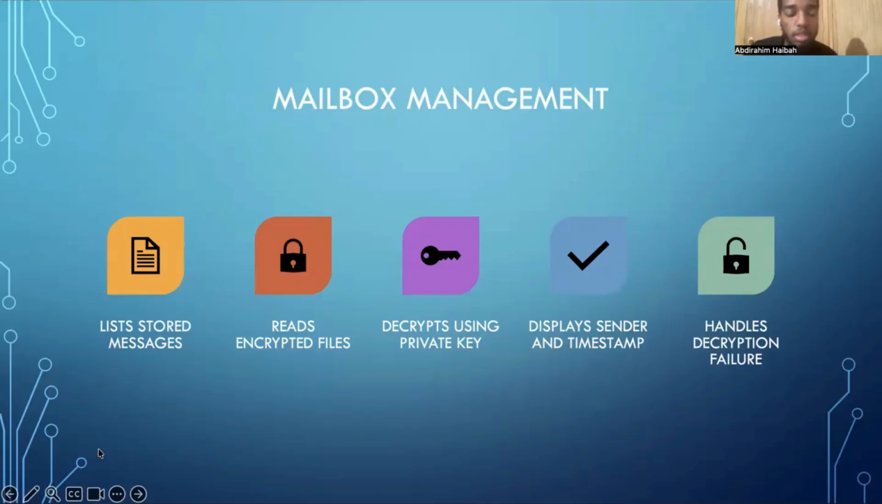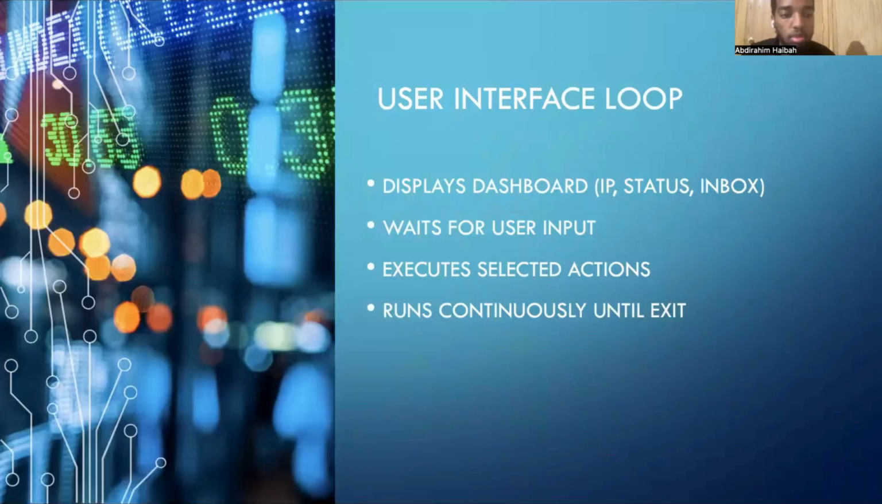So for mailbox management, it lists stored messages, reads encrypted files, decrypts using the private key. It also displays the sender and the timestamp, and handles decryption failure. So for the user interface loop, it displays the dashboard such as the IP, the status, the inbox, and it waits for user input. It then executes the selected actions, and it runs continuously until exit.